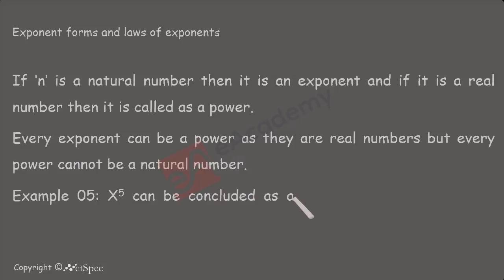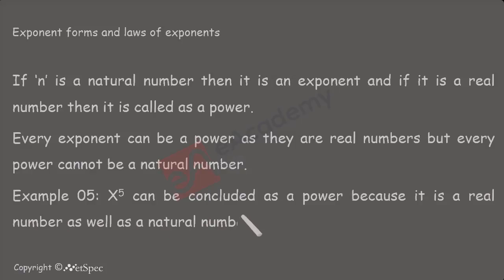Here can we call this 5 a power? Yes, 5 is a natural number, so we call it an exponent, and also it is a real number. Here 5 is a natural number and 5 is a real number also, so we can call it an exponent or else we can also call it a power. But every power may not be an exponent. So this is the difference between what an exponent is and what a power is. Now we go to the next concept, that is laws of exponents.